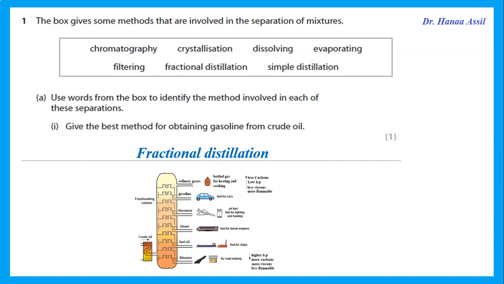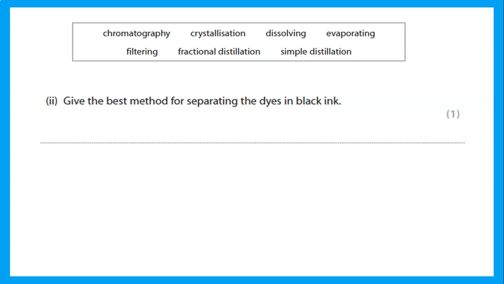So we do fractional distillation of petroleum or crude oil in a huge fractionating column and obtain the different fractions based on differences in boiling point. So the one with the lower boiling point, that is the compound that has less number of carbons, is collected at the top of the fractionating column. Okay, so that is fractional distillation.